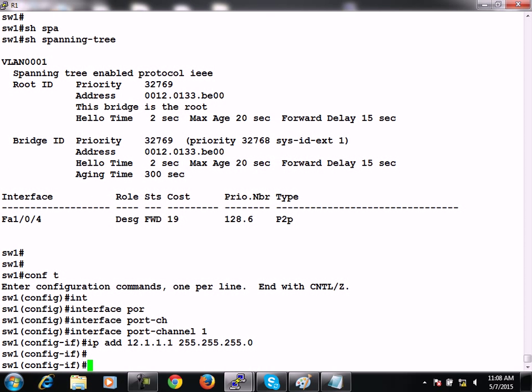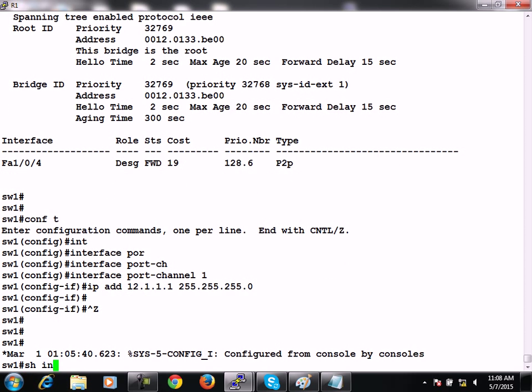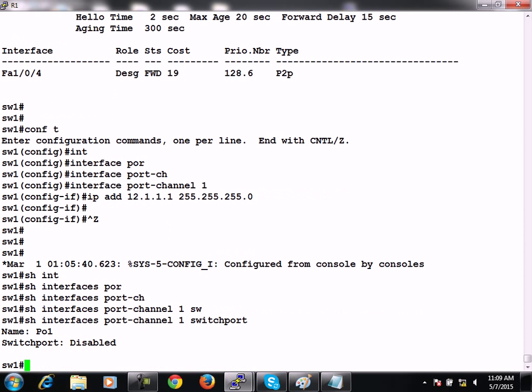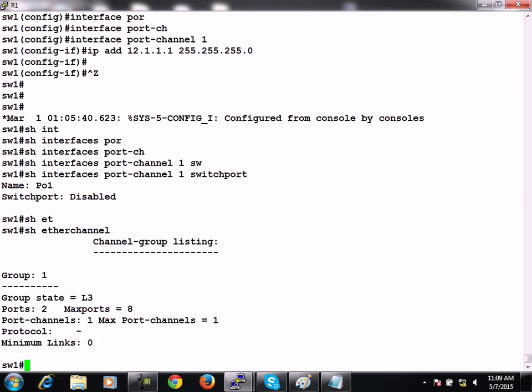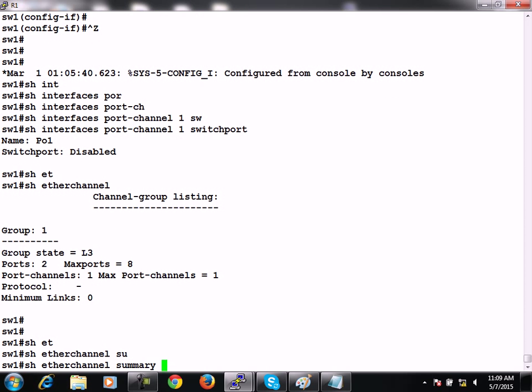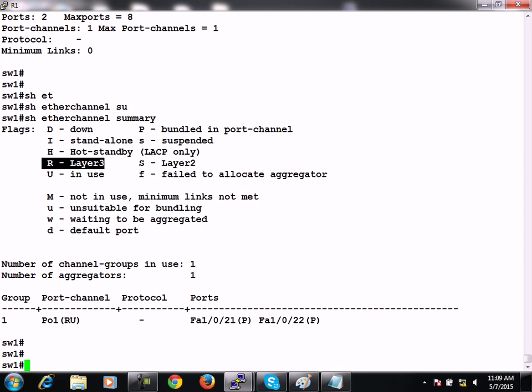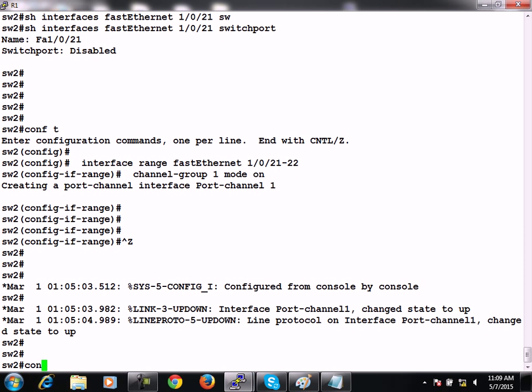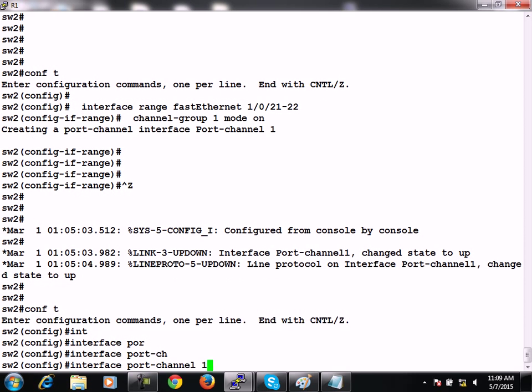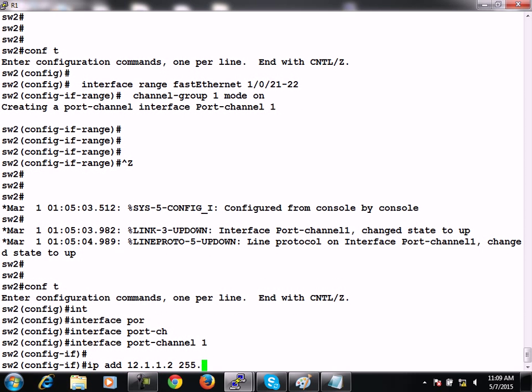You can allocate this IP address to this interface now, because this time this port channel is not working as a layer 2 port. This time it is working as a layer 3 port. You can also check it from here, like show interface port-channel 1 switchport. When we aggregated 21 and 22, at that moment those interfaces were working as layer 3, that is why the port channel has also become a layer 3 port. Understood? Show etherchannel, see, layer 3. Show etherchannel summary, R means layer 3. And then you can move on to switch 2, interface port-channel 1, and allocate an IP address to it as well.